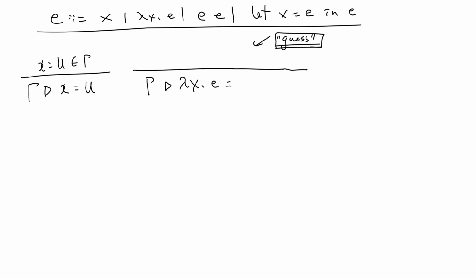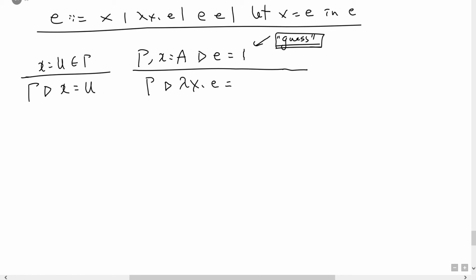So if we assign type A to this variable x, and if expression E produces type B, that is, expression E is typeable with a valid type B, with the assumption that x is type A, then everything is good. So in which case, we can assign A arrow B to this expression. So this is the arrow introduction rule.